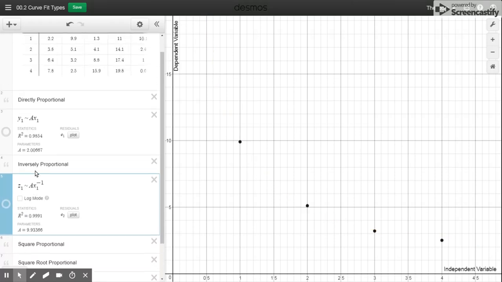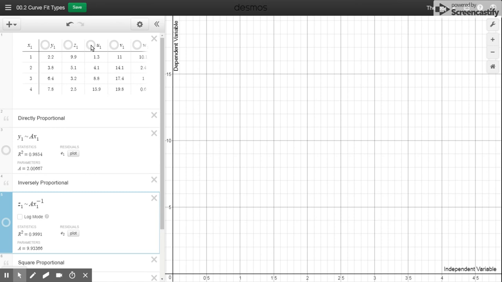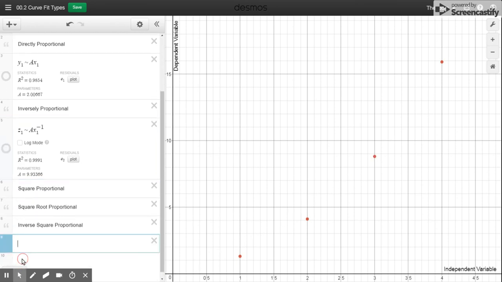So I'm going to hide this, and now I'm going to go back up, and now I'm going to look at my third data set. My third data set is the u variable. And if I take a look at this graph, I see that it is climbing, but not at such a diagonal rate.